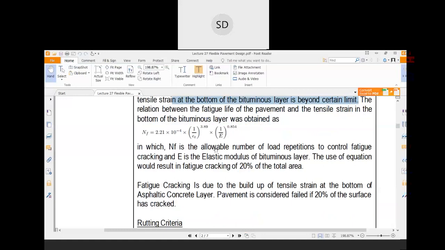Now fatigue cracking is due to the buildup of tensile strain at the bottom of the asphaltic concrete layer or binder course. The pavement is considered failed if 20% of the surface has cracked. So if you are considering a surface of, suppose, 1 square meter, and 20% of the surface has cracked, in that case you will say that the pavement has failed due to fatigue failure.